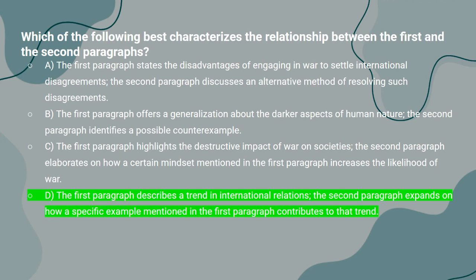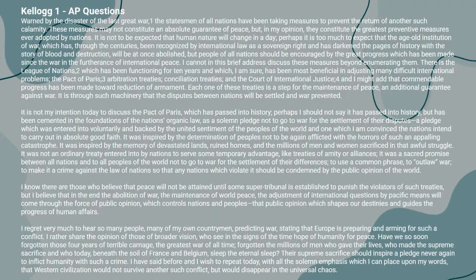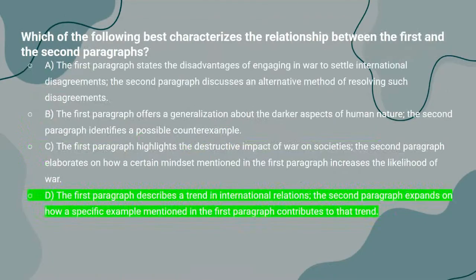And the reason you're going to be able to point this out on the AP is you can see League of Nations, Court of International Justice in the first paragraph, Pact of Paris in the second. Even though there are some things about ruined homes, destructive lands in the second paragraph, it's also not really about the mindset of it. It's more, even though it does mention blood and destruction in the first one, it's not about that. It's about the international relations, which is why it's going to be D.